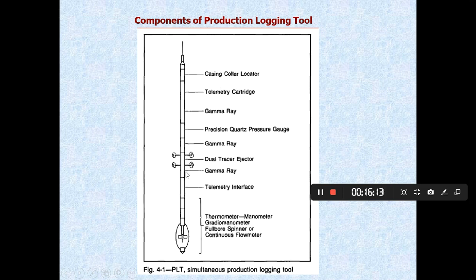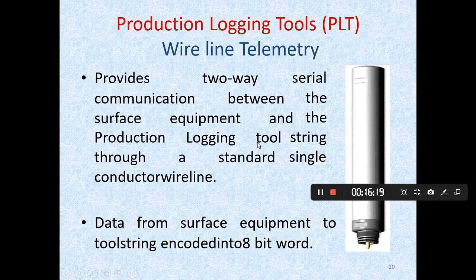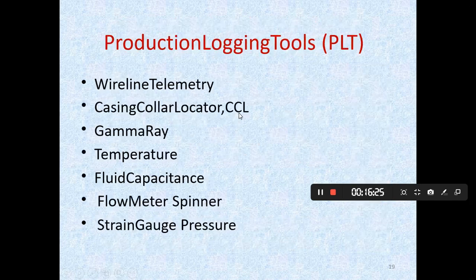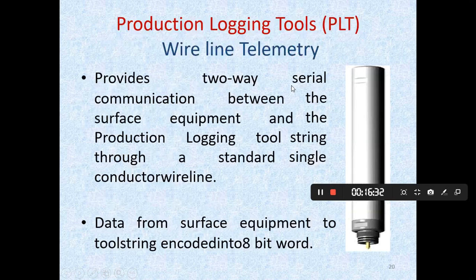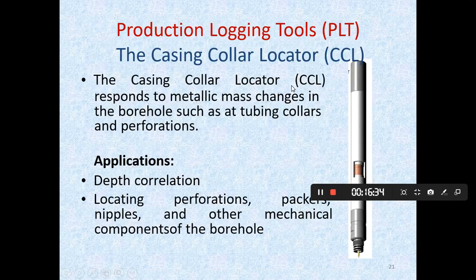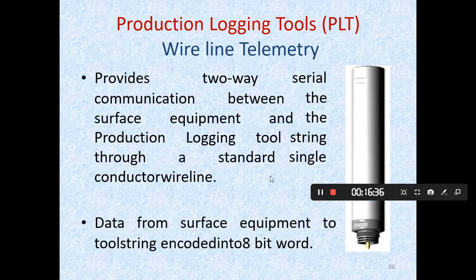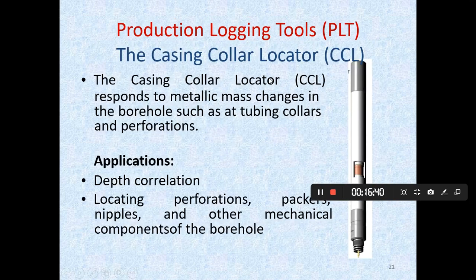So this is, as you see at the top, the PLT. Usually this is the telemetry interface here, at the top of the equipment. The purpose is to record all the data, keep it there, as well as communicate with the surface through the wireline, because this is connected through the wireline using this wireline here. You can see it's connected through here, and we have to look at it for the surface.